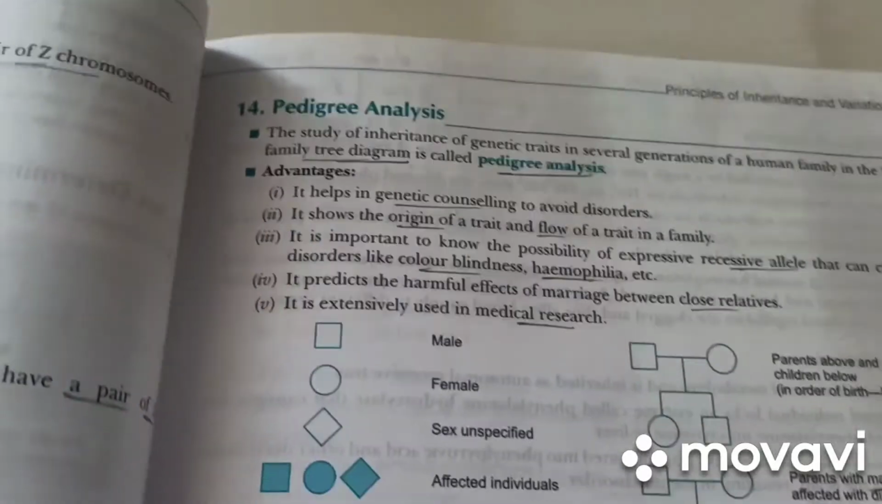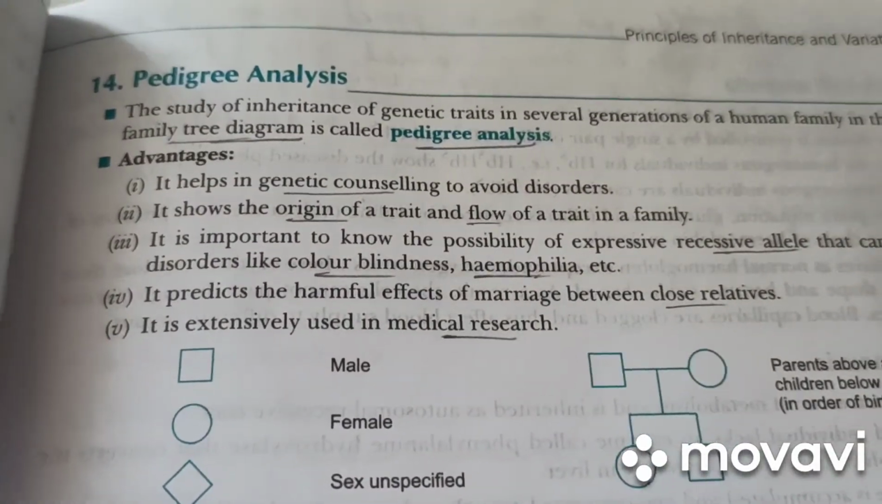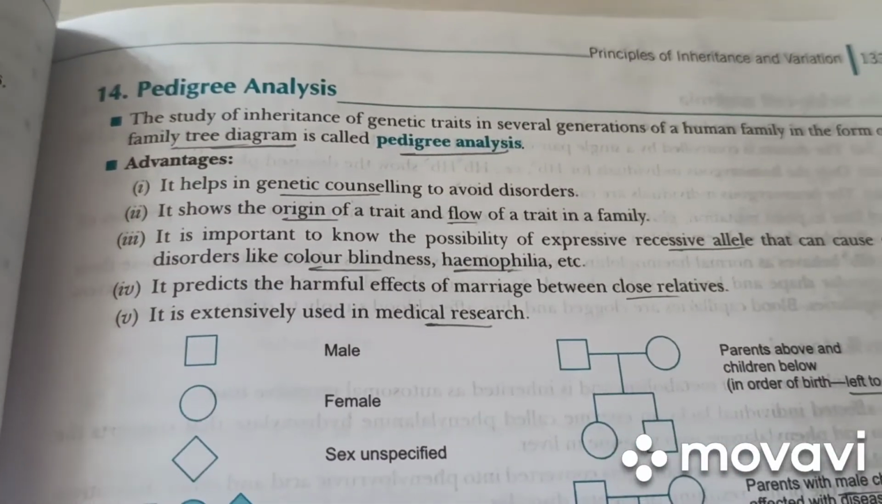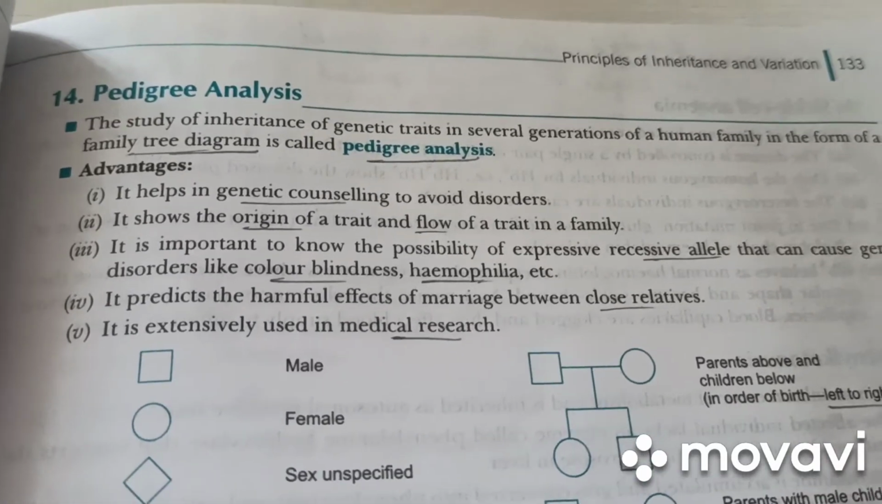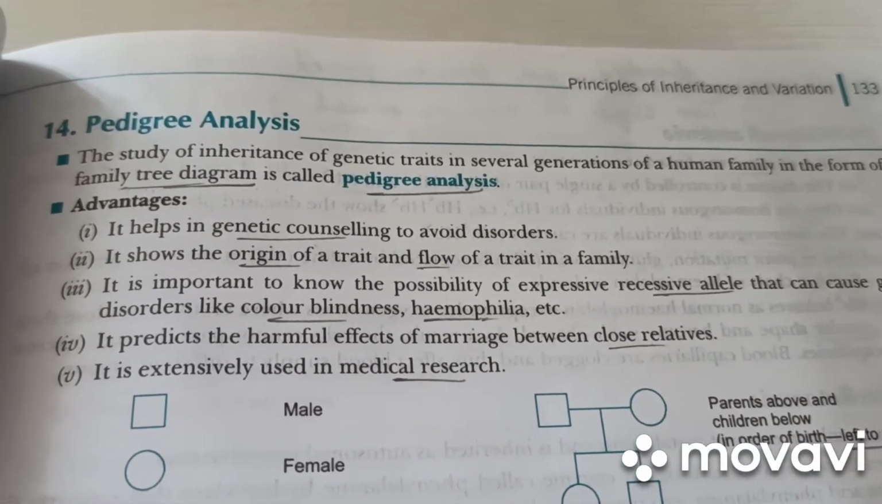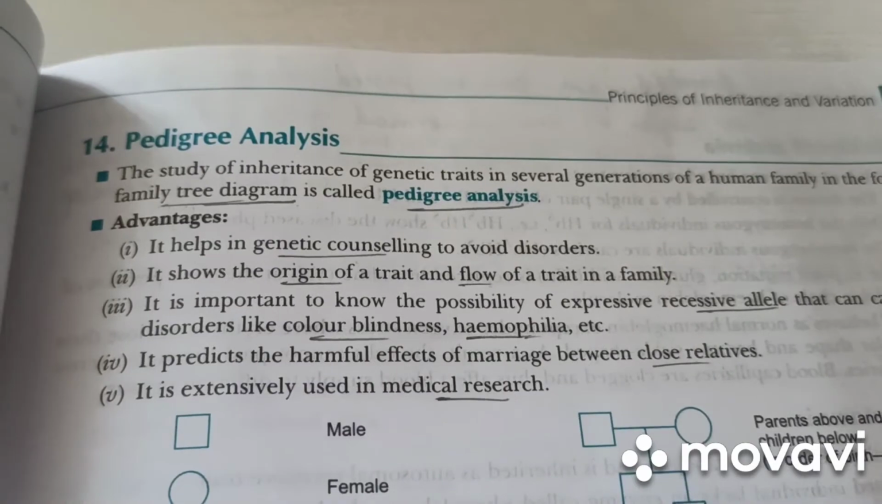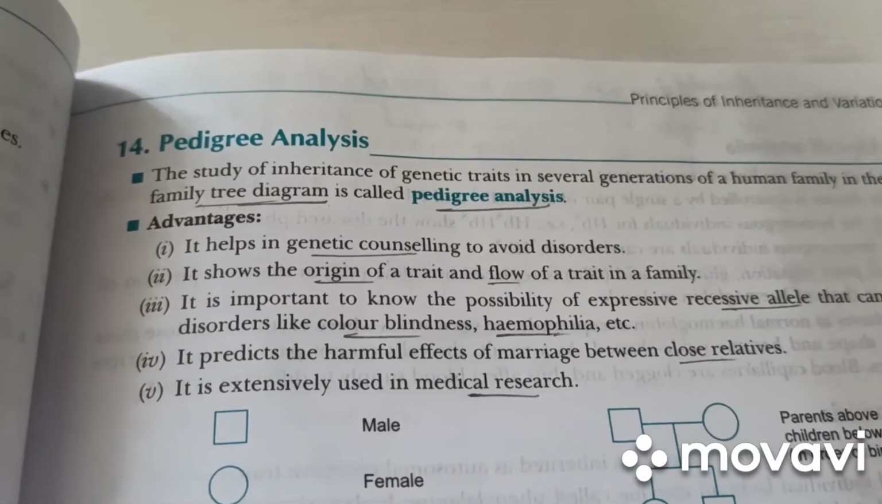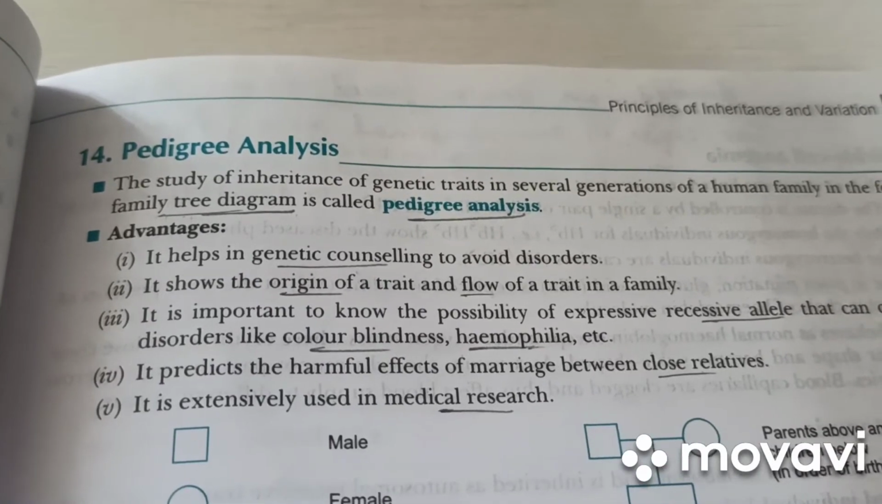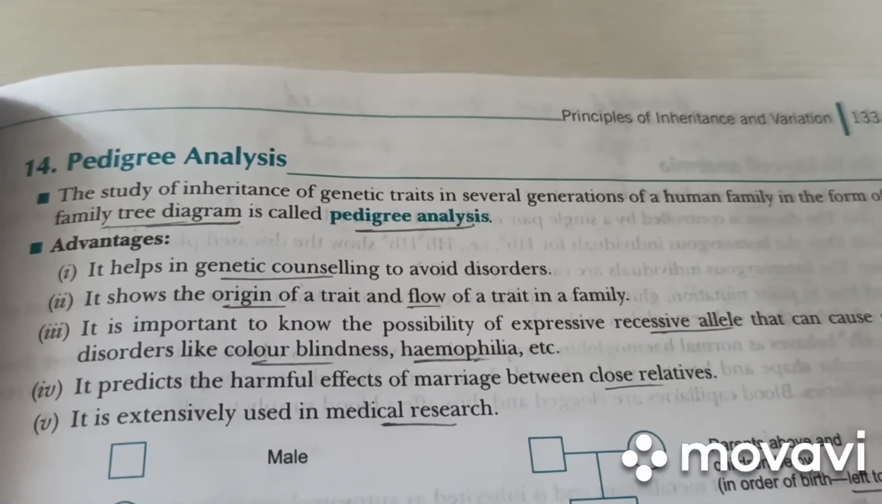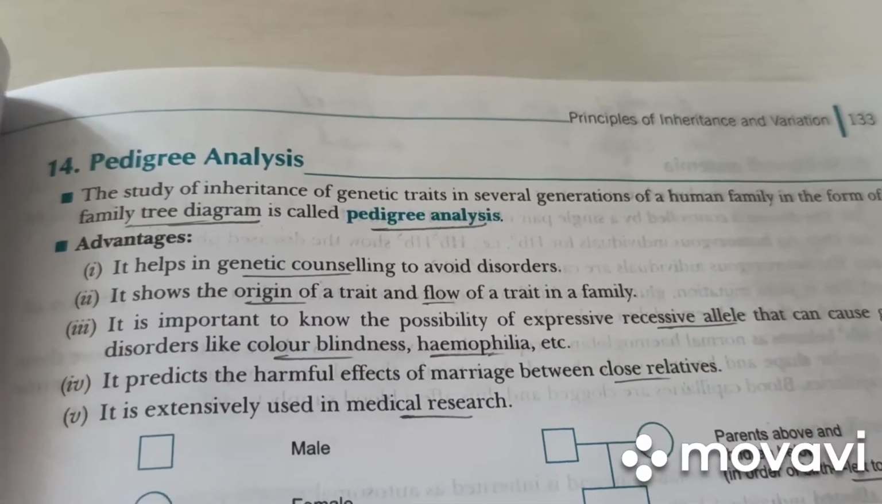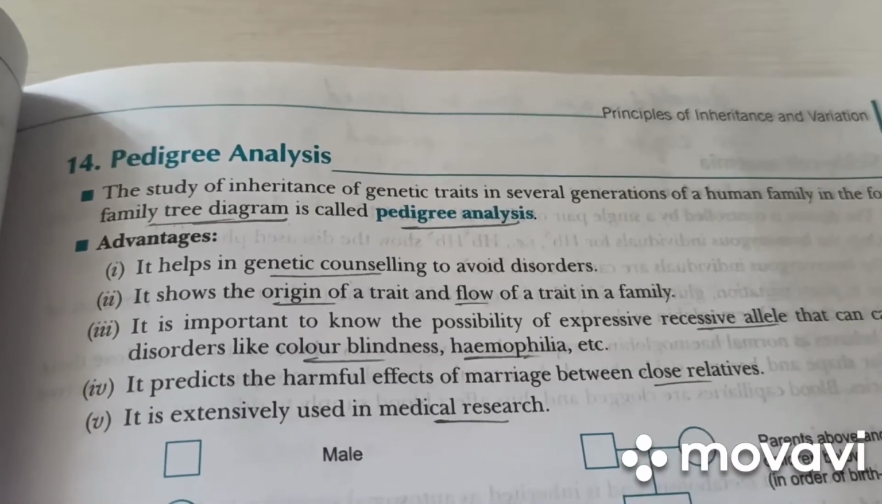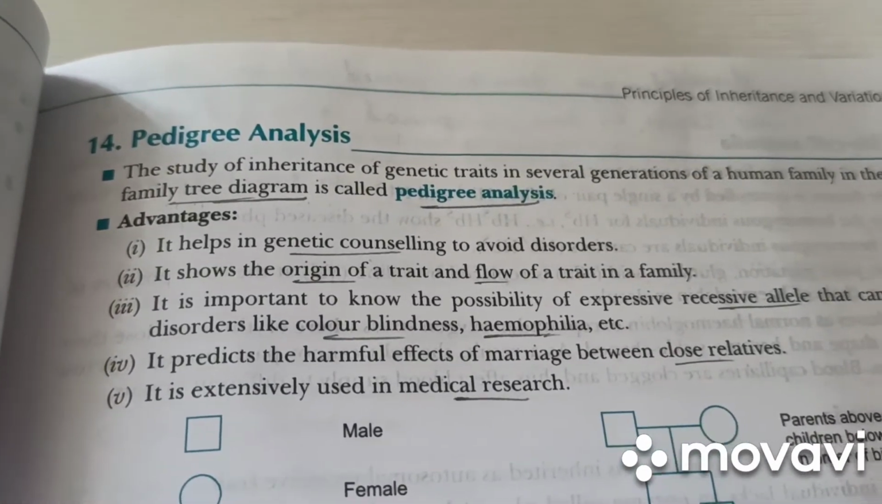The next we are going to learn about pedigree analysis. What is meant by pedigree analysis? The study of inheritance of genetic traits in several generations of a human family in the form of a family tree diagram is called pedigree analysis. I'll repeat: the study of inheritance of genetic traits in several generations of a human family in the form of a family tree diagram is called pedigree analysis.